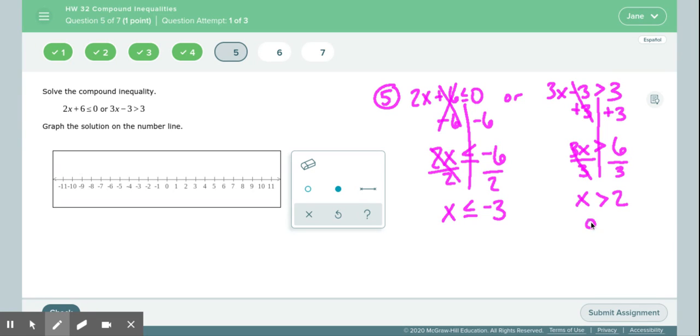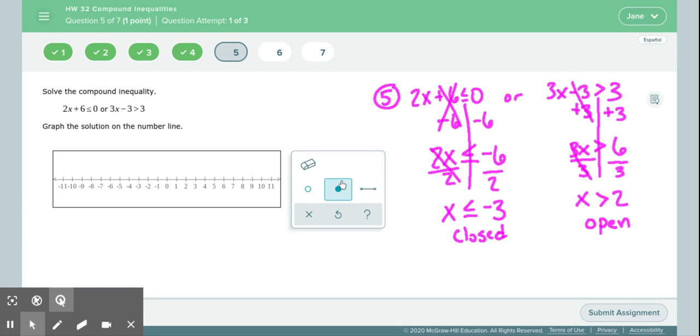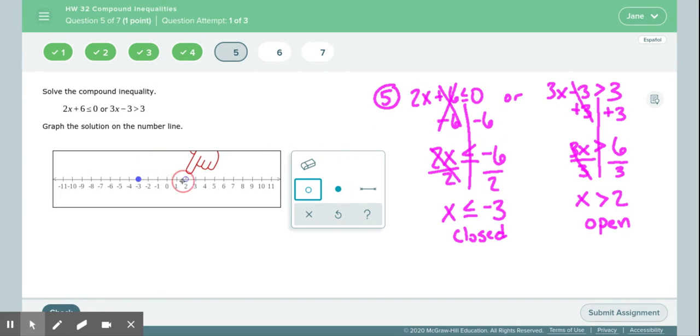So this one tells me I have a boundary point at 2, but that's going to be an open circle. And then at negative 3, it's going to be a closed circle, which means that it would be a part of my solution, versus 2 is not a part of this solution. And then I'm going to graph these. So I'm going to take a closed circle and place that at negative 3. And then I'm going to take an open circle and place that at positive 2. Now what I need to do is figure out where I'm going to highlight on this number line.